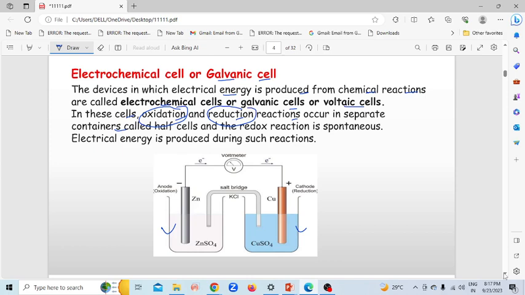The redox reaction is spontaneous. Spontaneous means it will occur automatically. You need not provide any external driving force. It will occur spontaneously.